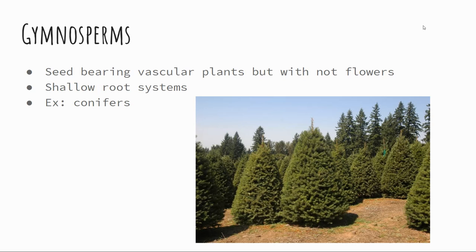Next up, getting a little bit more complex, are going to be gymnosperms, and these are seed-bearing vascular plants, but they do not have flowers or fruits. They have a shallow root system. And the best example of these are conifers, like your pine trees. Some people call them Christmas trees. That's what we're talking about here.